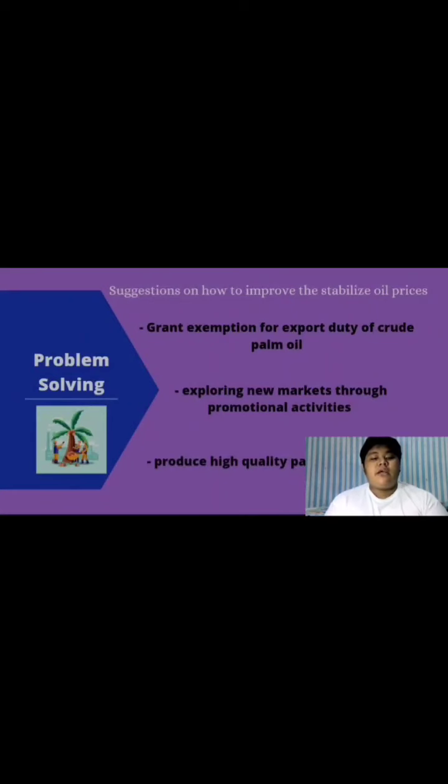Firstly, grant exemption for export duty of crude palm oil. Malaysian exports were initially limited to neighboring countries, so that the cost of exporting palm oil abroad is lower and they can bring more palm oil to their country and advertise and promote it.